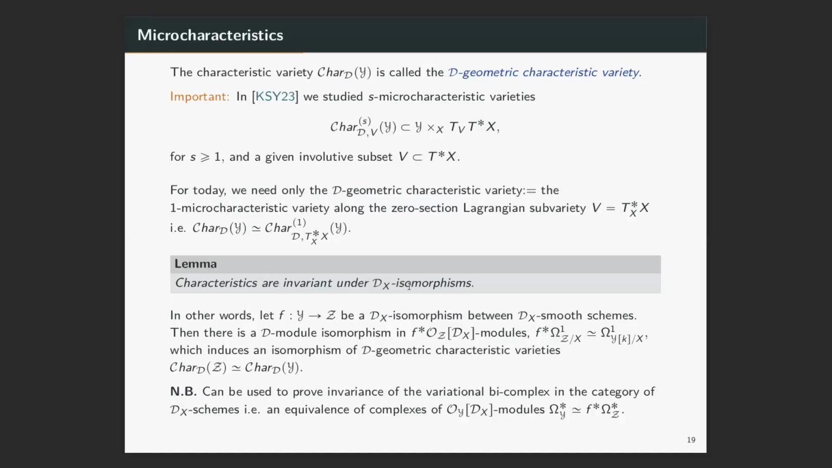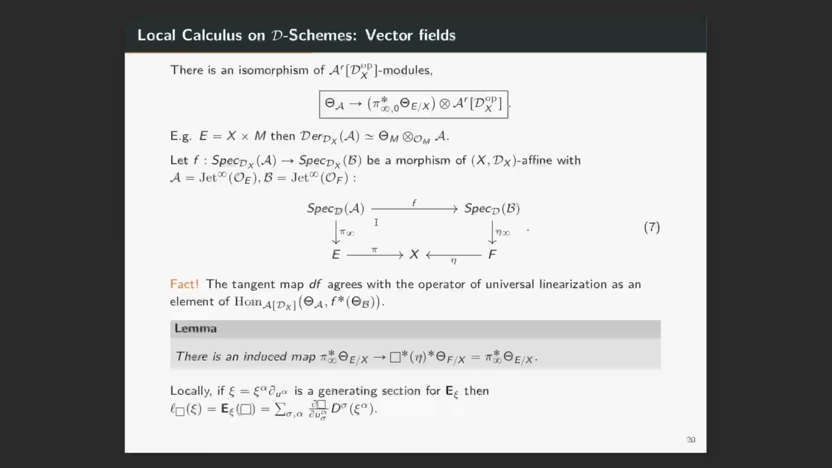And you can prove that these are invariant under D-isomorphism. So if you have two smooth D schemes, a D-isomorphism between them preserves the characteristic variety. And this can be extended to prove the invariance of the variational bicomplex in the category of D schemes as well. And then we have vector fields. They're given like this, and they're related to linearization.